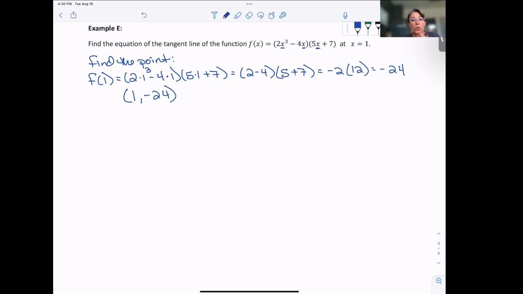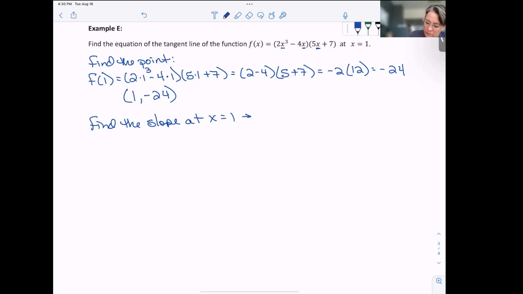that point is also shared with the tangent line at x equals 1. Okay, so we have a point on the line. Now we need to find the slope at x equals 1, and that's our hint to take the derivative. So we're going to do the first derivative. We have two items being multiplied, two binomials, so we have to use the product rule.